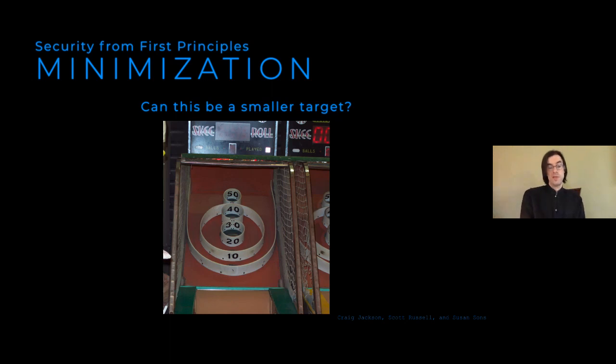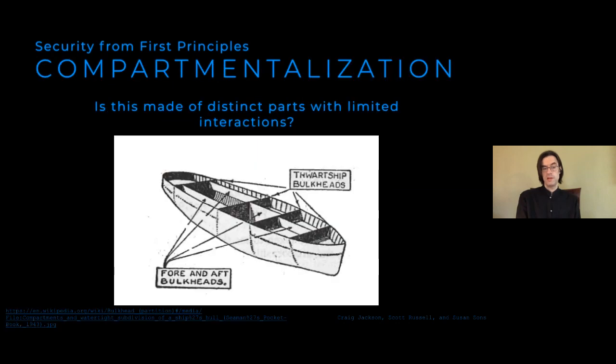The fourth principle is minimization. Minimize the size, quantity, and complexity of what is to be protected and limit externally facing points of attack. This includes not just the size of the system, but things like time. So I want to remove unused data, remove unused code from the system as time moves forward. The fifth principle is compartmentalization.